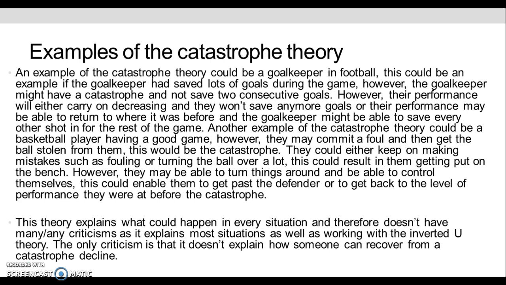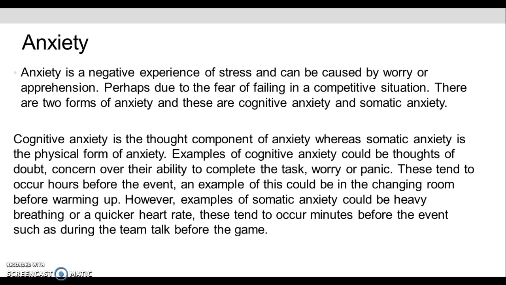This could enable them to get past the defender or get back to the level of performance they were playing at before the catastrophe. This theory explains what could happen in every situation and therefore doesn't have any or many criticisms, as it explains most situations as well as working with the inverted U theory. The only criticism is that it doesn't explain how someone can recover from a catastrophe decline back to where they were.